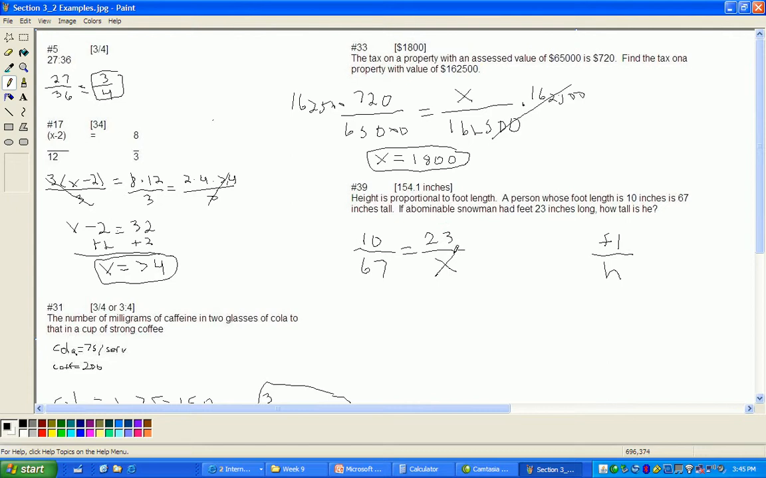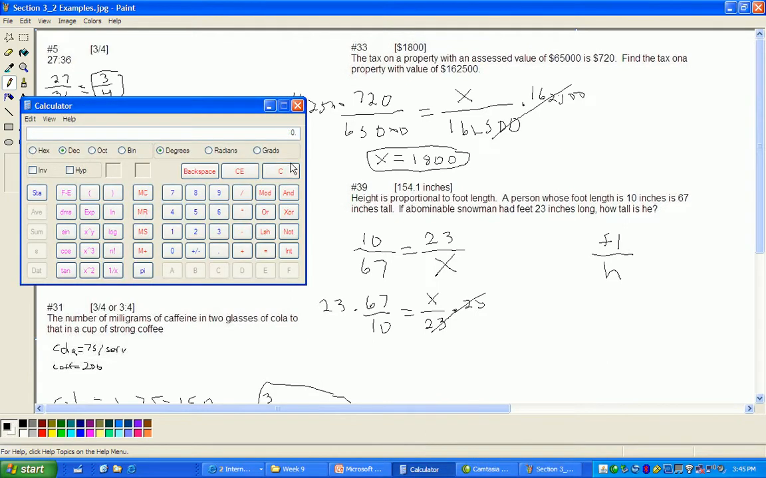So here we have 10 over 67. Let's write that 67 over 10 is equal to, but if we flip one side, we've got to flip the other side, x over 23. To get x by itself, we just have to multiply by 23 on both sides. Again, we can use our trusty calculator. 23 times 67 divided by 10 is equal to 154.1 inches. So his height is equal to 154.1 inches tall.